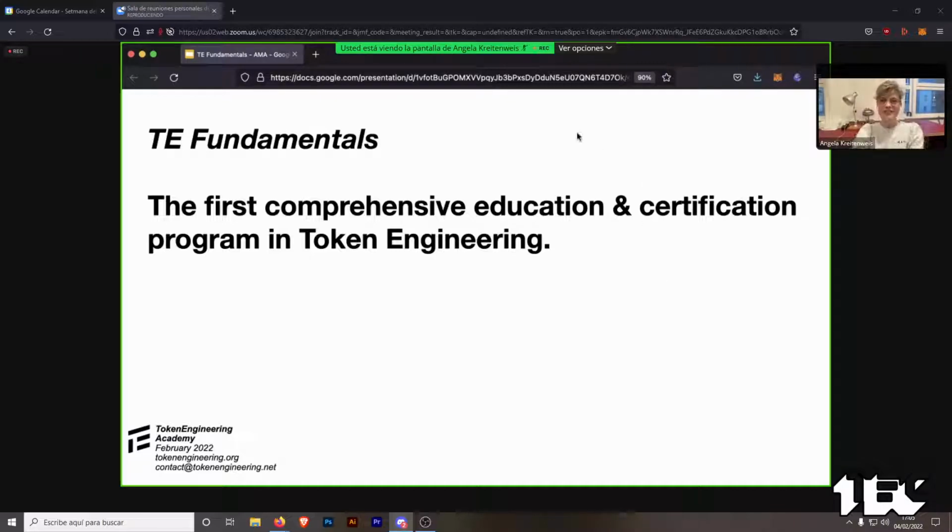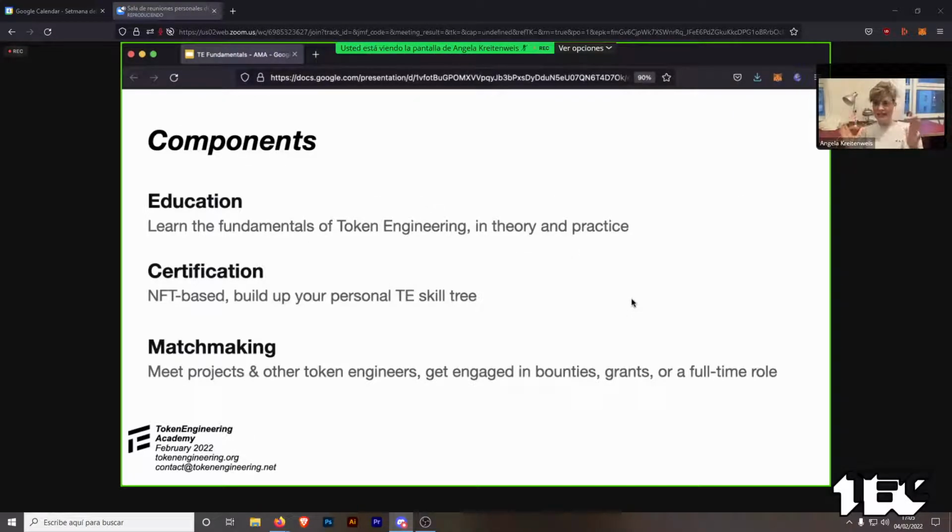Okay, some introduction to what we are planning. TE Fundamentals should be the first comprehensive education certification program. Generally, we have three main building blocks. First is education. It's an online course that is accessible for everyone around the globe whenever you want to start learning token engineering. Plus, we'll have a certification. This certification is NFT based, and it's kind of the fundamental building block for then building up your personal token engineering skill tree. And we come to this later in the talk.